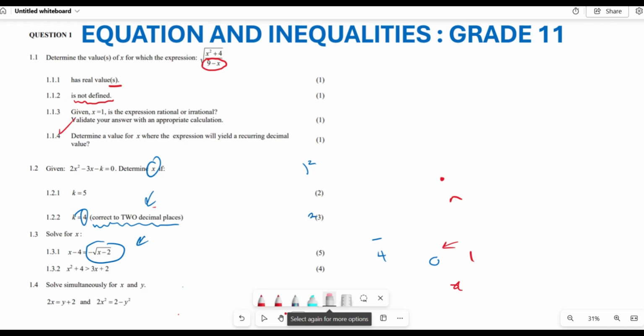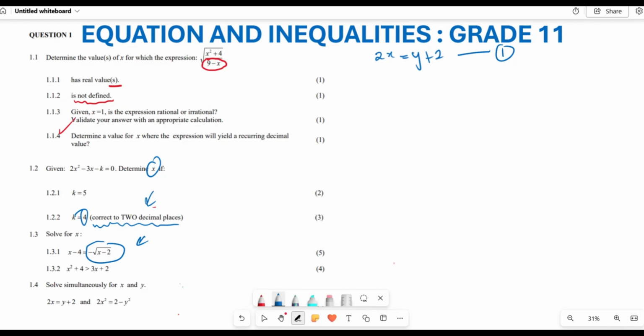Here we are looking at your 1.4, right? Now, look, you are given that 2x equals y plus 2. This is equation 1, right? But remember in here, you can make either your x or your y the subject of the formula. Because your y only has 1 as its coefficient, we are going to target it and make it the subject of the formula.